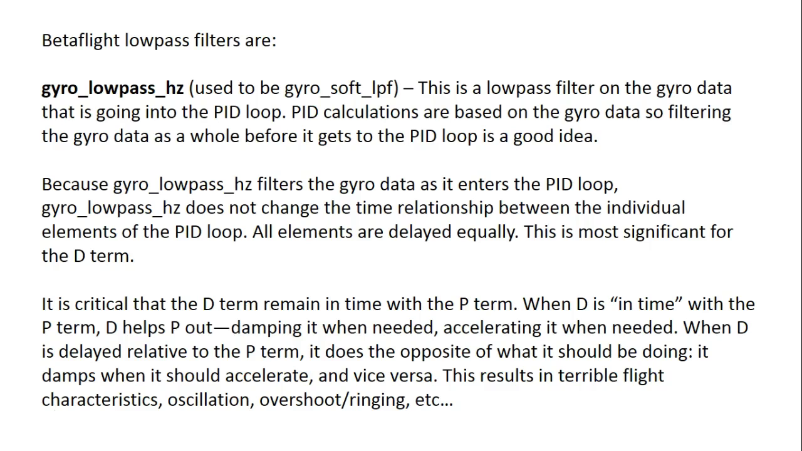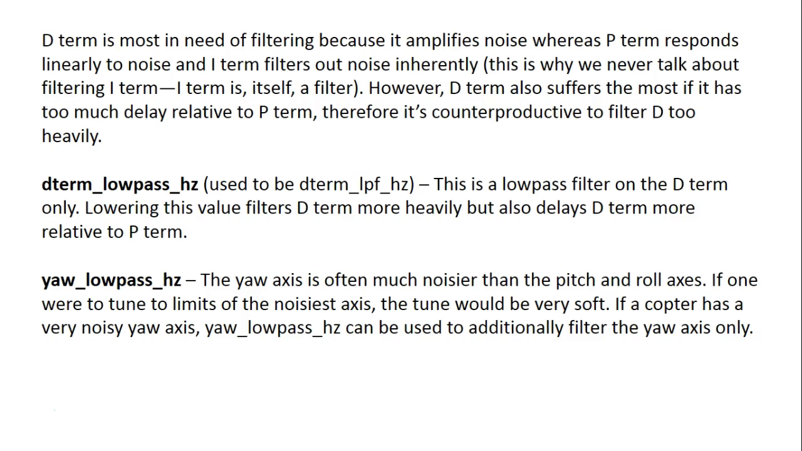If the D term is delayed relative to the P term, it can actually get to the point where it's doing the opposite of what it should be doing. It's damping when it should accelerate, it's accelerating when it should damp, and basically this results in terrible flight characteristics, oscillation, overshoot, ringing, etc. So what we want is the D term can tolerate a little bit of delay relative to the P term. That's okay. If it's a little delayed, it can actually still do its job just fine. But it's best when the D term is not too much delayed relative to the P term.